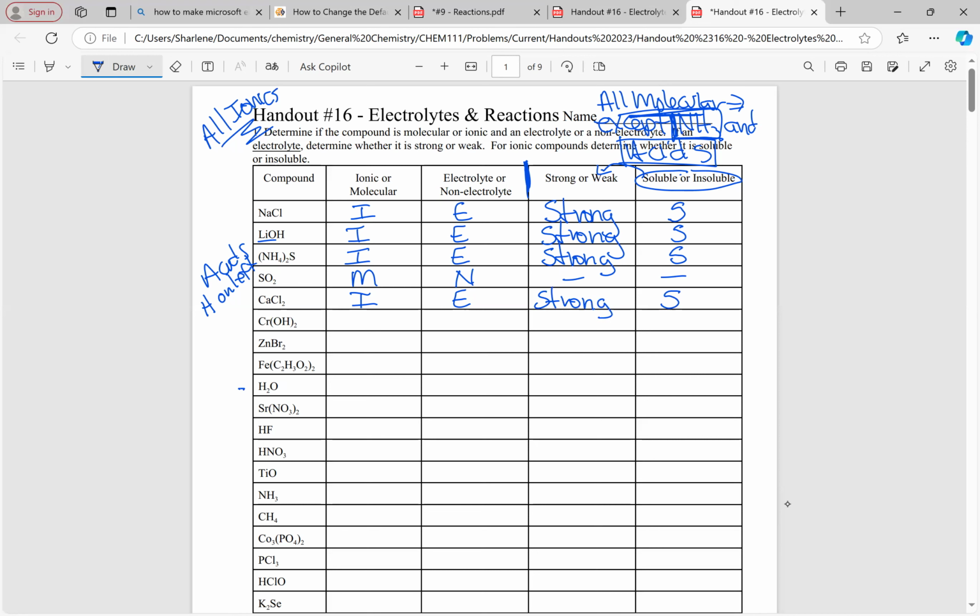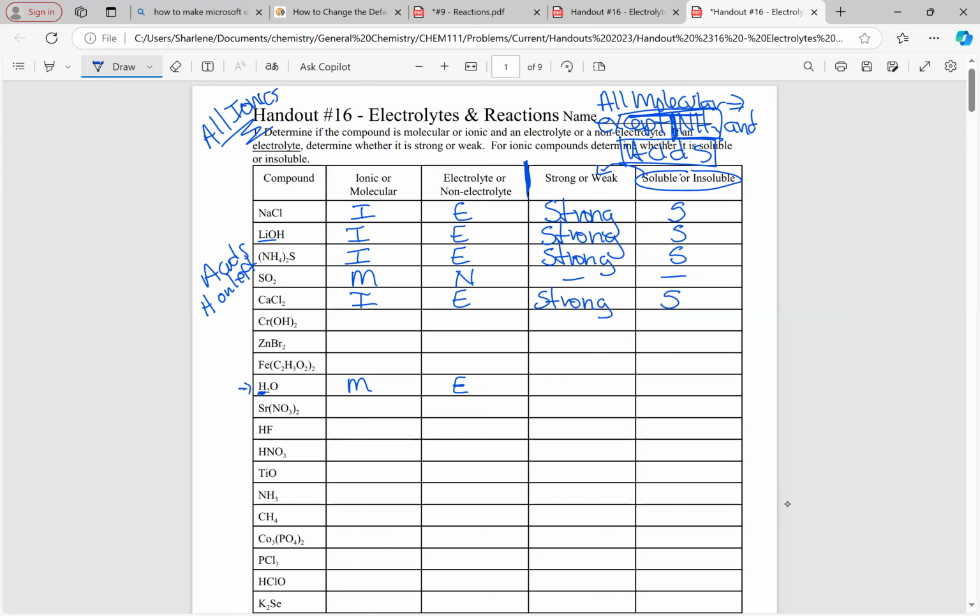Let's go down to water right here. Step number 1. Is it ionic or is it molecular? Well, it's molecular. All moleculars are non-electrolytes except ammonia and acids. Well, this is not ammonia, but guess what? The hydrogen is written on the left. This is an acid, so this is an electrolyte.